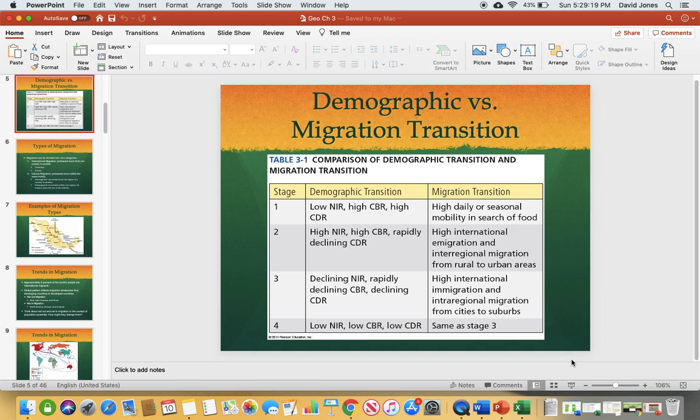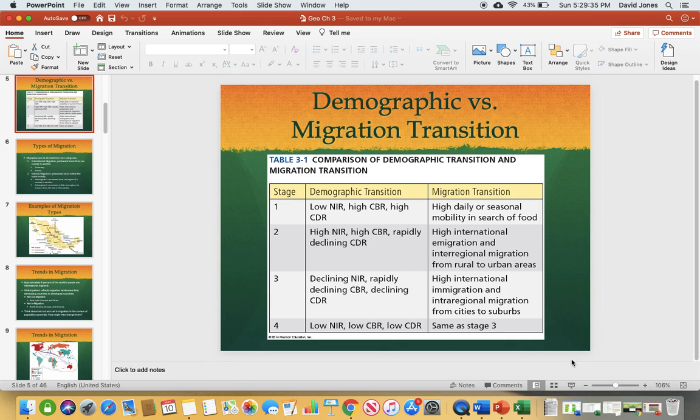Stage 4 countries, same as stage 3, but now people are moving a little bit even farther away. Now we're seeing people move out into rural areas because interstates and highways allow them to move from point A to point B relatively quickly still. So we're just seeing a little bit farther migration now.